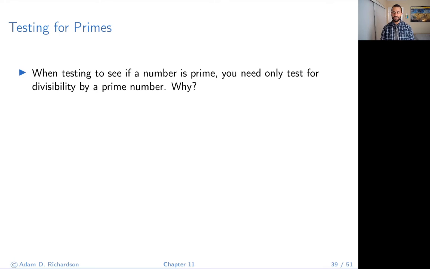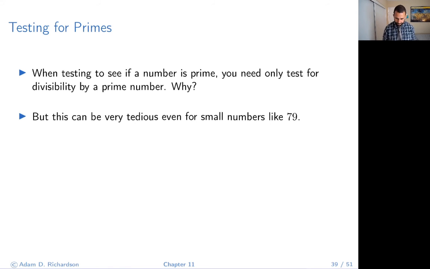We only need to test divisibility by a prime number because of the fundamental theorem of arithmetic, which says that every number can be written as a product of primes. So if we want to know about divisibility, just test for primes. Even so, this can be very tedious for numbers like 79, because if we want to know if 79 is prime, we've got to test a lot of divisibility.